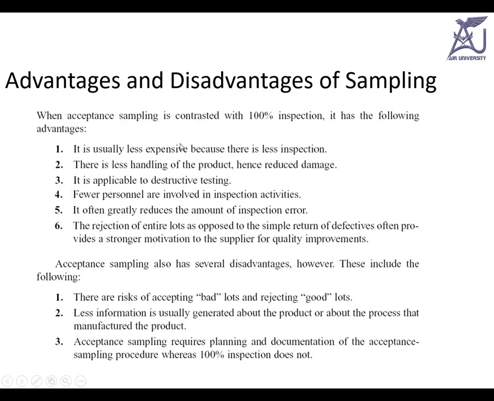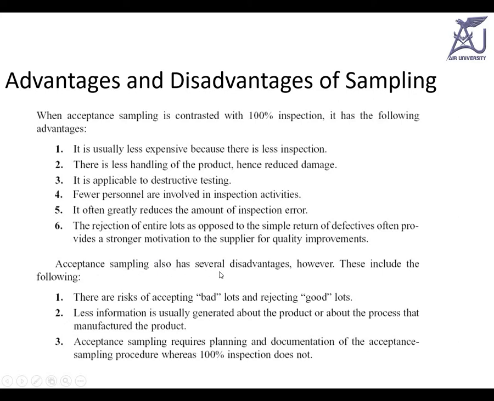Following are a few advantages, and there are 3 disadvantages. The first advantage is that it is usually less expensive because there is less inspection. There is less handling of the product, of course, and reduced damage. It is applicable to destructive testing, and fewer inspections are involved in the inspection activities. It often greatly reduces the amount of inspection error, and rejection of the entire lot as opposed to the simple return of defectives often provides a stronger motivation to the supplier for quality improvement.